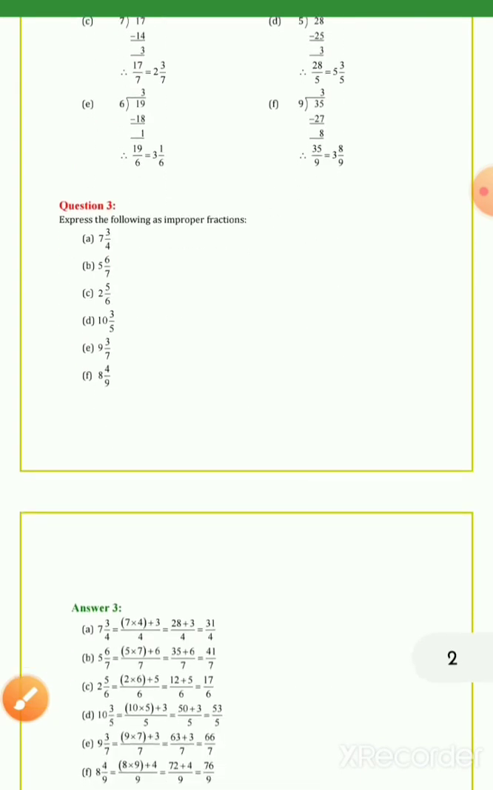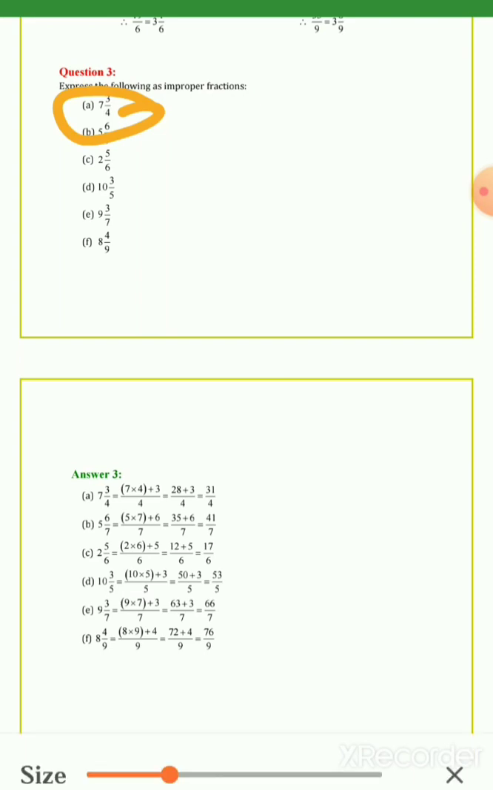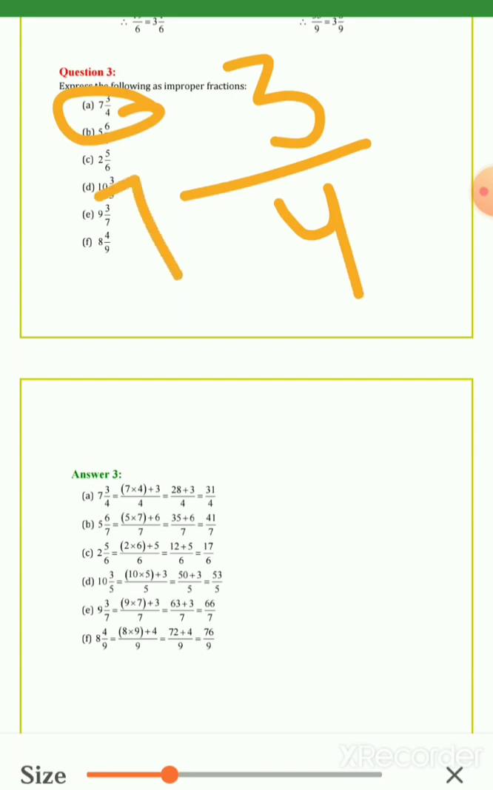Now moving to question number 3, we have: express the following as improper fractions. You have to see that a mixed fraction is given. In the same way, you have to express it as an improper fraction. It is very easy, the way you have done it now; the same way you all have to do it. You have to multiply this by this, then add this, and whatever comes will be divided by 4.